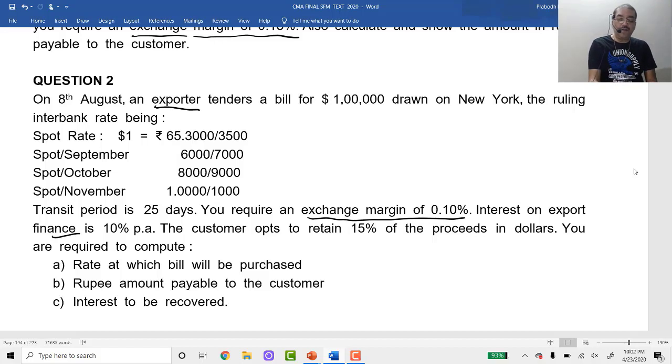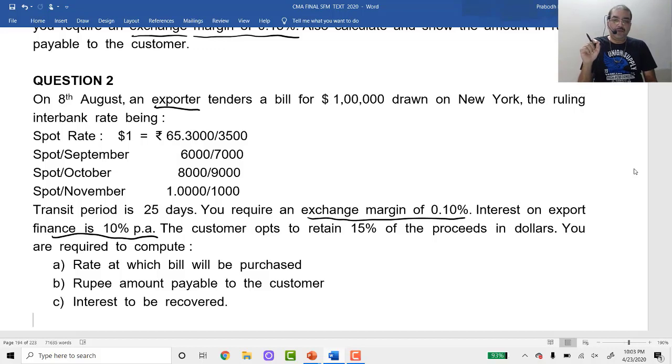Interest on export finance is 10% per annum. That means the bank is going to charge you interest. In question 1, I did not take into consideration the interest factor. Now I am taking the interest factor into consideration also. Since transit days is 25 days, I will be calculating the interest for 25 days, so 25 upon 365.